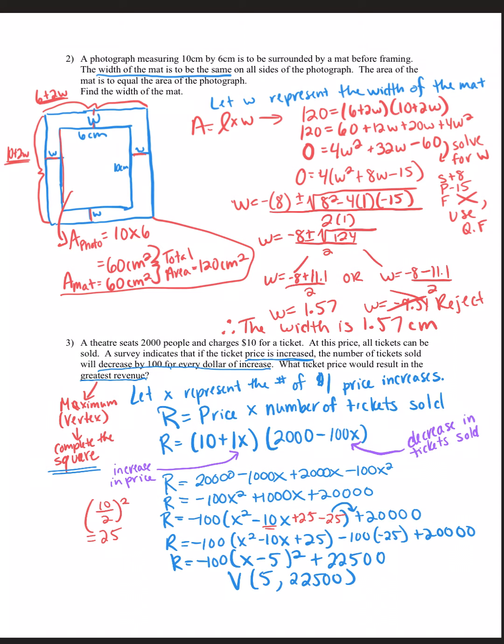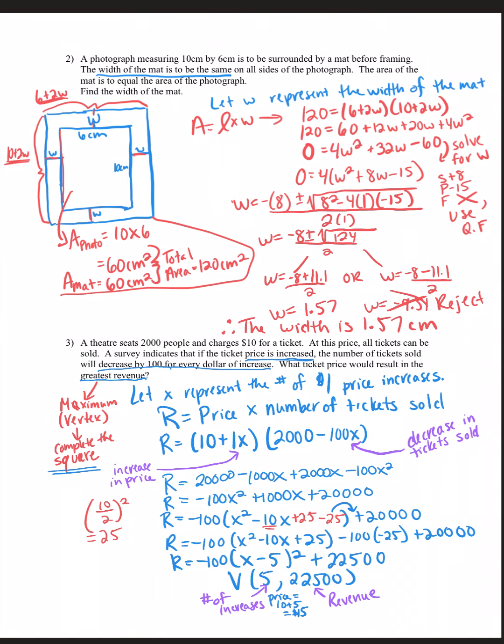Okay, so if we take a look at what x represents, this x represents our number of price increases. And our y represents our revenue. So it's asking, what ticket price would result in the greatest revenue? Well, we're going to have 5 increases to price. That means price is going to equal my original ticket price of 10 plus the 5 increases. My ticket price is going to equal 15, squeezing it in there.